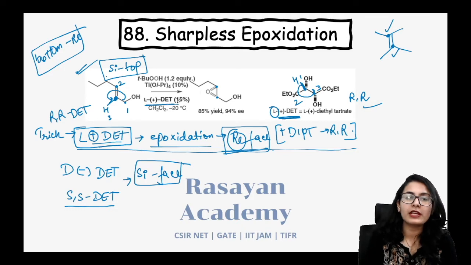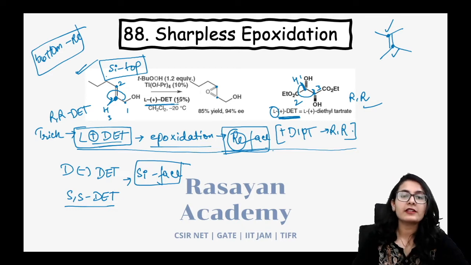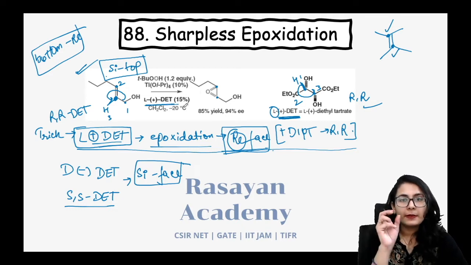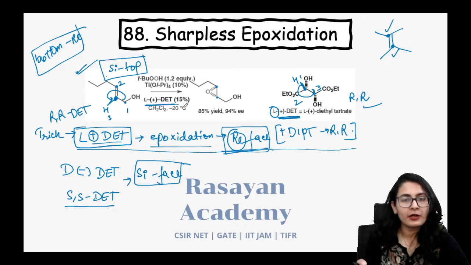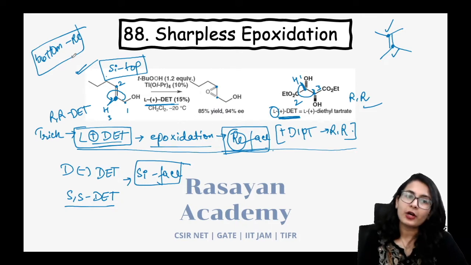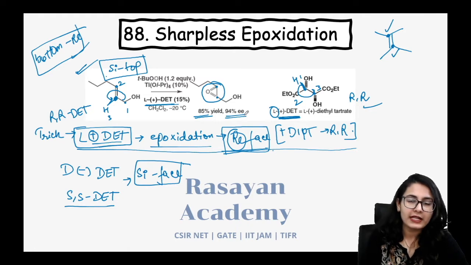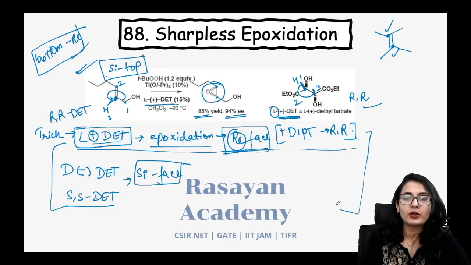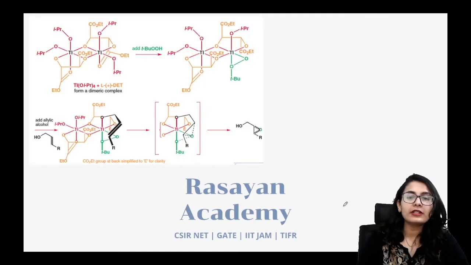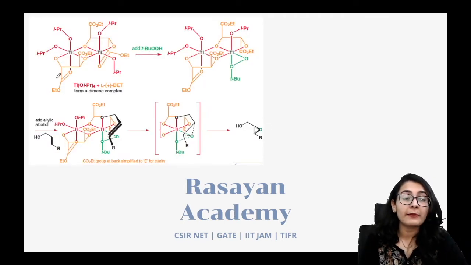With respect to the reagent, the epoxidation is going to take place. So if it is plus DET, plus means re-facial epoxidation. So re is the bottom face, and that is why the epoxide forms below the plane. This is 85% yield, 94% enantiomeric excess. So this is the short trick, guys. Now in your book, in Clayden, how the example is given, let's see what's happening, guys.